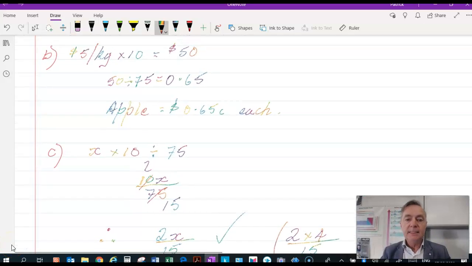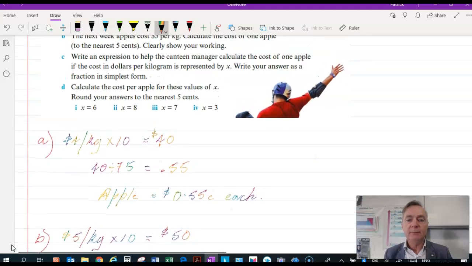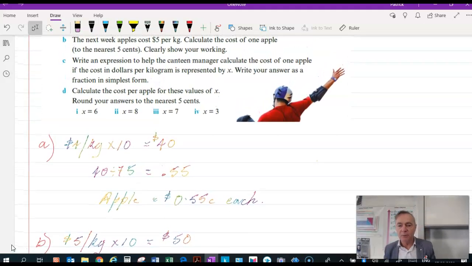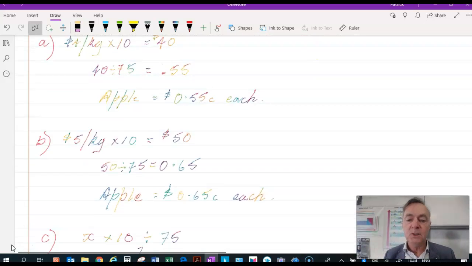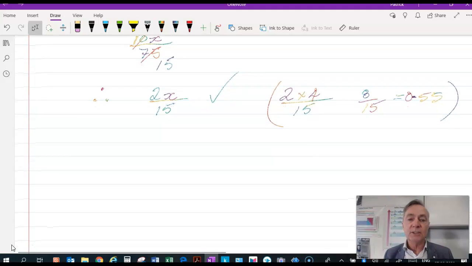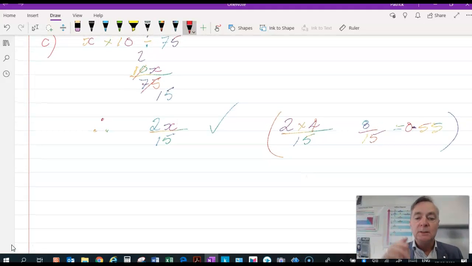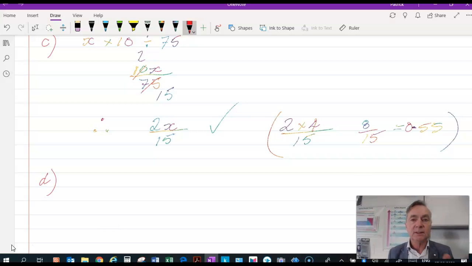Now part D, let's go back up and have a look. Calculate the cost per apple for these values of x. Round your answers to the nearest 5 cents. So we're going to go to 6, x equals 6. I'll do the first one, then you can do exactly the same for parts 2, 3 and 4. Using our expression, we're going to substitute the value into it, which is exactly what we've been doing so far up to and including 4E.